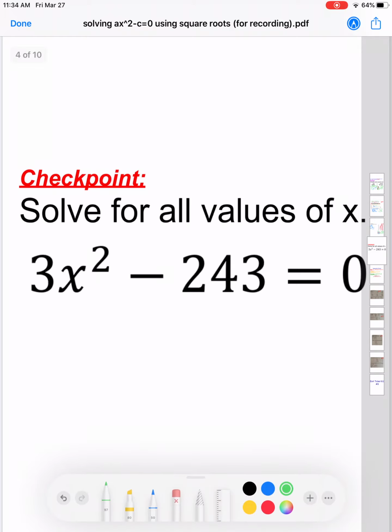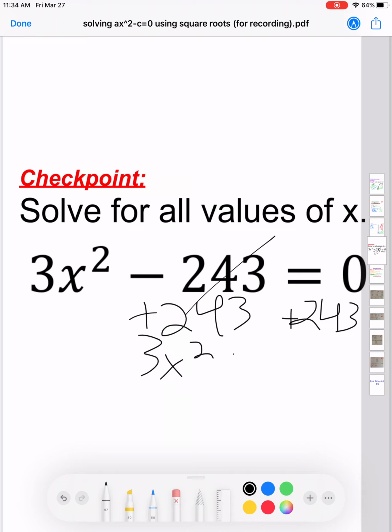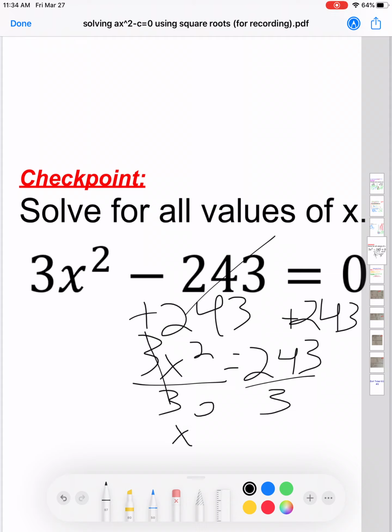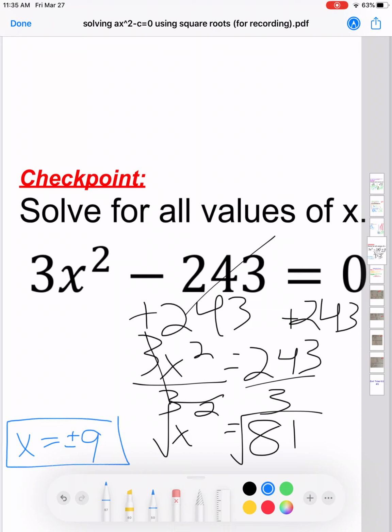Okay, so to quickly go over the checkpoint question here, your first step should have been to add 243 to both sides of the equation. You should have been left with 3x squared equals 243. Your next step should be to divide both sides by 3. You're left with x squared equals 81. And last but not least, we take the square root of both sides, and we're left with x equals, and 81 luckily is a nice perfect square, so your answer should have been plus and minus 9.